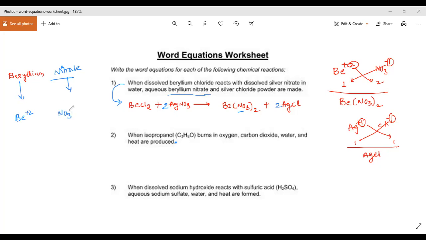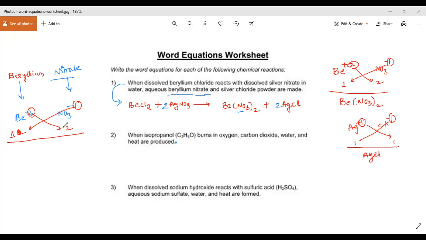NO3 alone, or does it have a charge? It's -1. Now the crisscross method will apply here. Crisscross means you just take the numbers, no charge. I understood the writing, sir, but how did it come like that after the reaction? How did chloride change to nitrate?